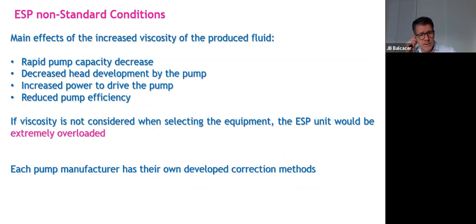The main effects of the increased viscosity are rapid pump capacity decrease, decreasing the head development by the pump, and the power to lift the fluid is of course high, so the efficiency is decreased and the power requirements are increased. Everything leads to reduced pump efficiency. If the viscosity is not considered, then the ESP unit would be working under very extreme conditions.